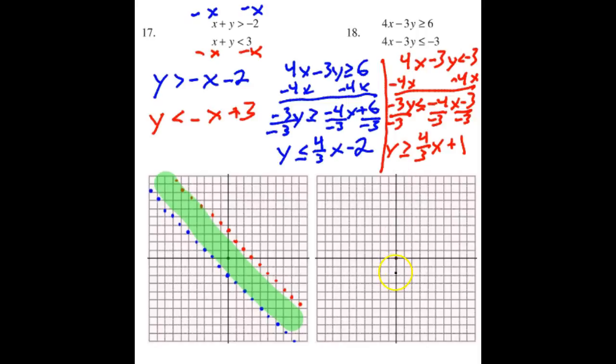So we'll start at negative 2. We're going to go up 4 and right 3. Up 4 and right 3. There we go. And this is a dashed line.